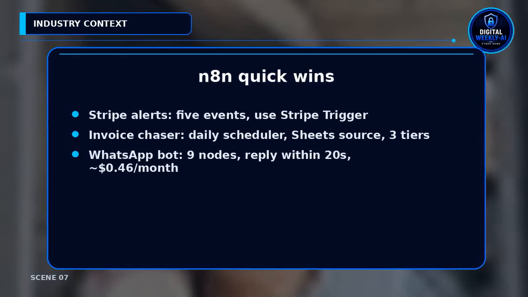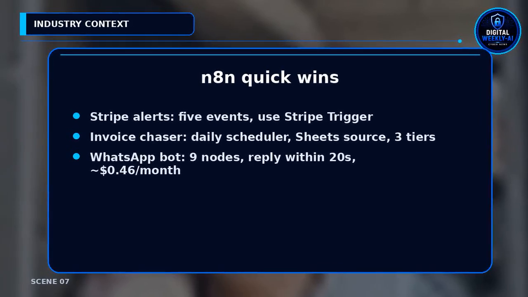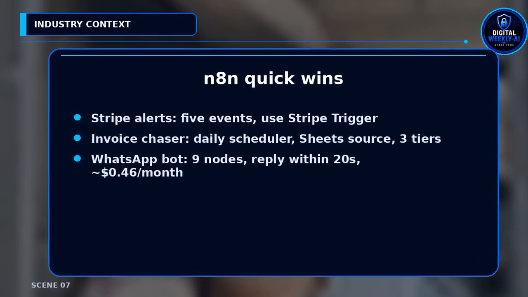3 practical n8n workflows are published. Stripe alerts listens to 5 webhook events and uses the Stripe trigger for signature verification. Invoice chaser runs daily at 8 a.m., reads Google Sheets, and escalates reminders across 3 tiers. WhatsApp AI bot has 9 nodes, and the webhook must be replied to within 20 seconds. Estimated cost is 46 cents per month for 100 messages a day. Workflows are available as importable JSON.